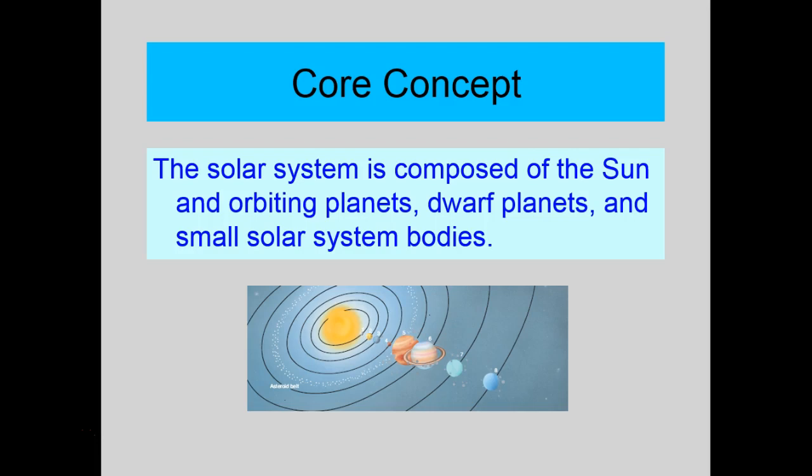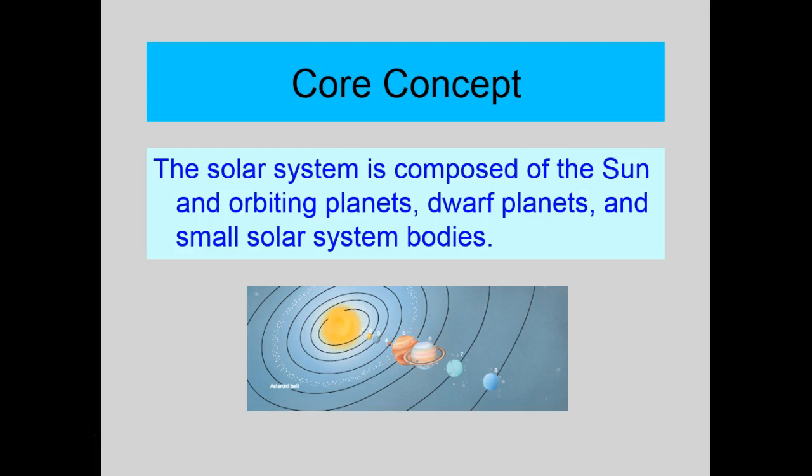The core concept here, which you find on page 378, now these are the big number of pages, not the little number of pages that would be of your individual book. The solar system is composed of the sun. That's what Sol means, sun. S-O-L for solar system, sun. And the orbiting planets. Okay? How many planets do we have?